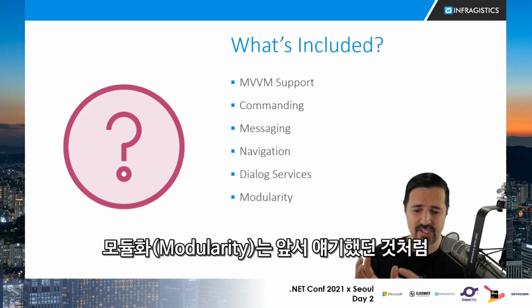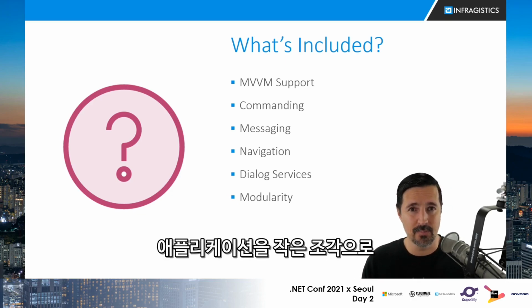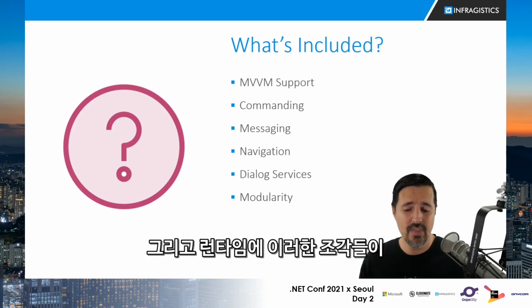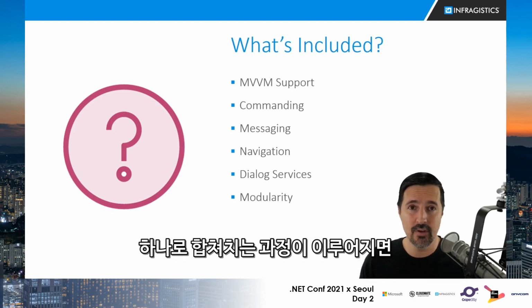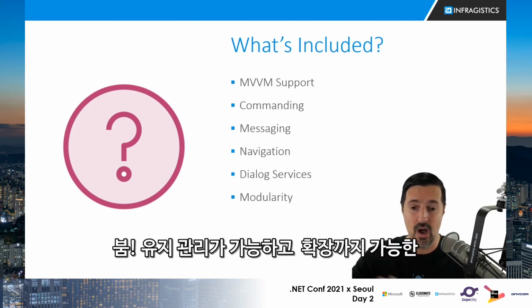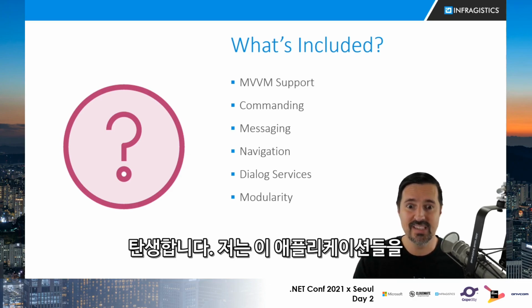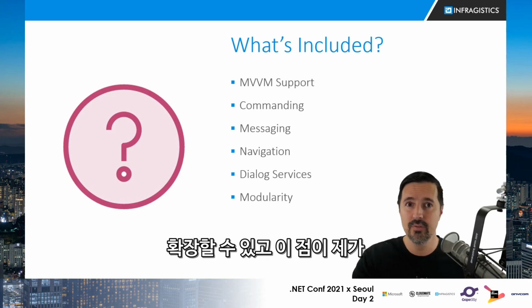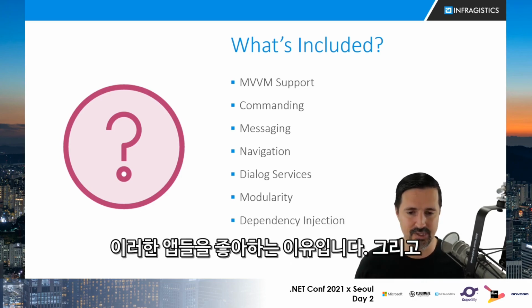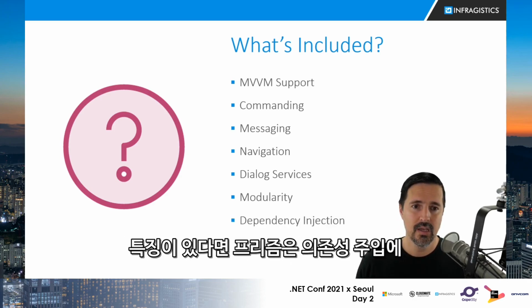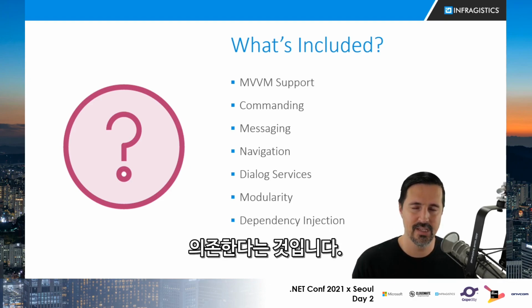Modularity. This is breaking the application up into smaller pieces, just like we were talking about, and then at runtime, having those pieces come together. And then boom, we have this awesome, maintainable, extensible app that we can just keep extending the life of. It's a beautiful thing. I love these applications. And most importantly, Prism depends on dependency injection.